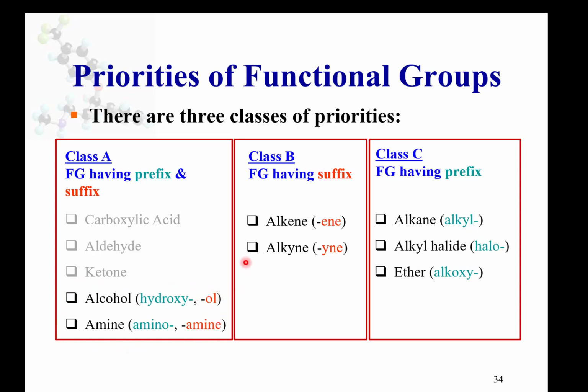In Class B, we've already talked about both functional groups, which are the alkenes and alkynes. And finally, in Class C, we have the alkanes, alkyl halides, and ethers, which we also have covered fully. Now, what you need to know is that Class A has higher priority than Class B, which is higher priority than Class C. Now, what does that really mean when you come to name molecules?